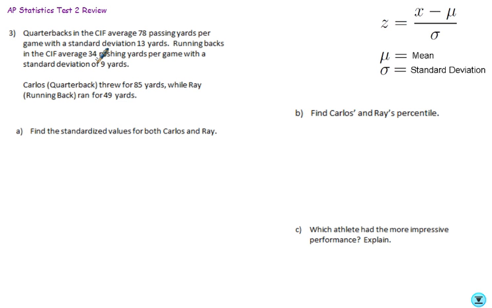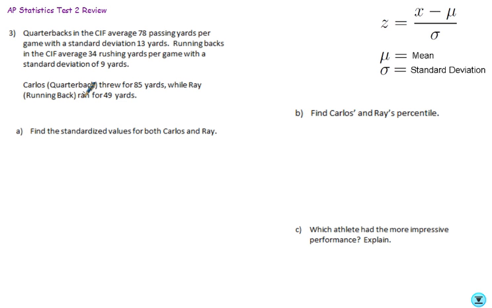Being a quarterback is different in many ways than being a running back. So if we say, who had the better game, what we have to do is compare each person to their peers. So I have to compare Carlos, the quarterback, to other quarterbacks, and then compare Ray, the running back, to other running backs, and then we can get a better idea of who had a better game as compared to their peers. So first of all, we have to find the standardized value. So again, that's finding our z-score.